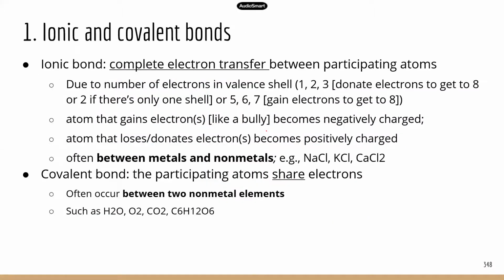All right, let's look at chemical bonds first. You might remember a little bit about these two types of bonds. Ionic bond is formed by complete electron transfer. For example, let's say we have sodium chloride. We have sodium that will donate one electron to chlorine, and chlorine will accept that electron.